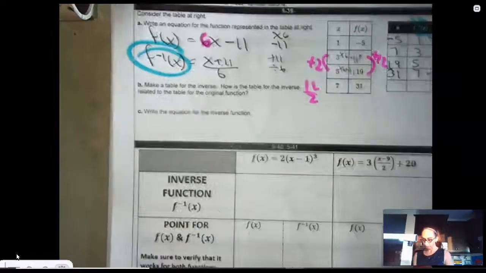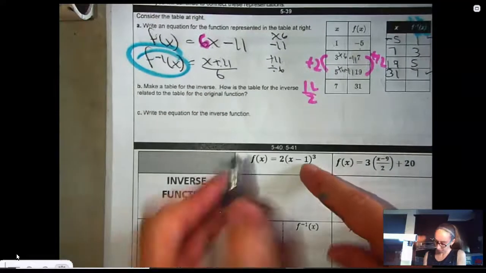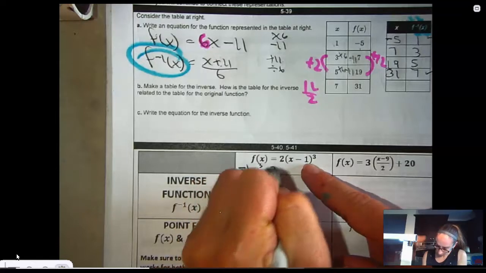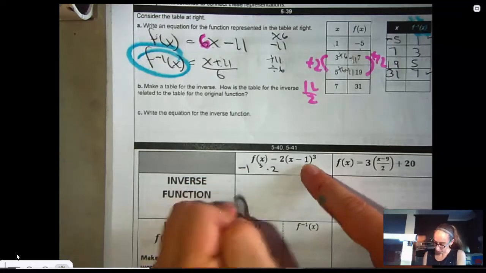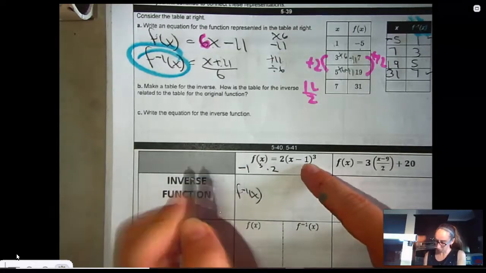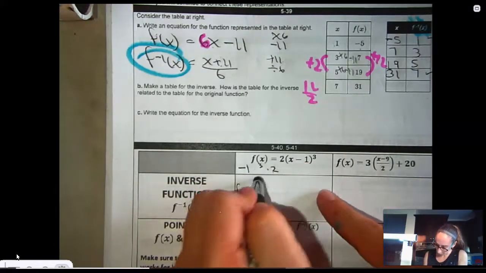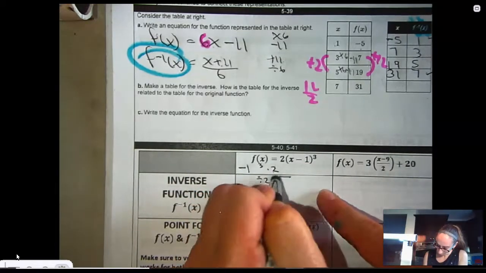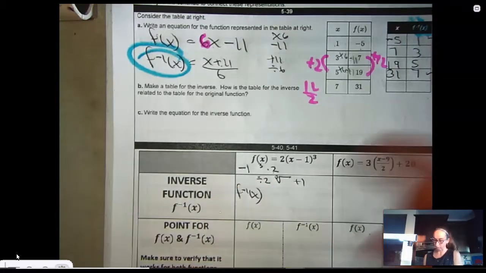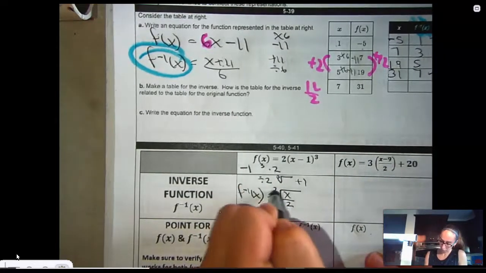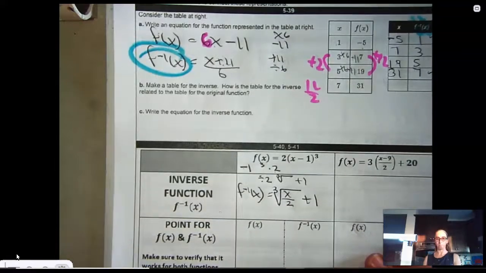All right, so if I'm going to do the inverse, okay, what do I do first? Subtract 1, cube it, multiply by 2. So what does that mean I do in the inverse? The first thing I'm going to do, instead of multiplying by 2, I'm going to divide by 2. I'm going to cube root it, and I'm going to add 1. So I take my answer, I divide it by 2, I cube root it, and I add 1.